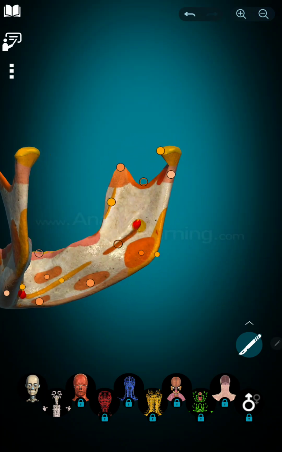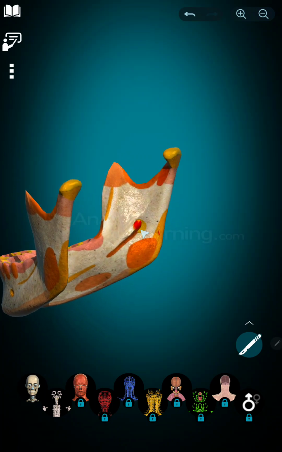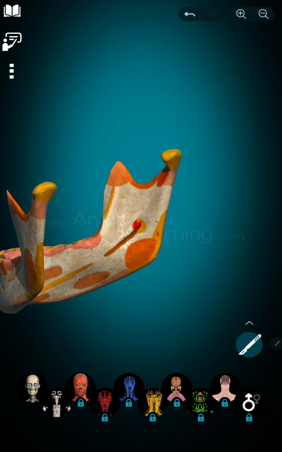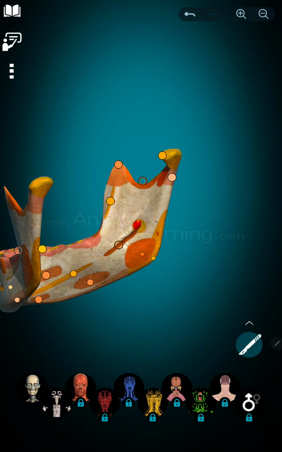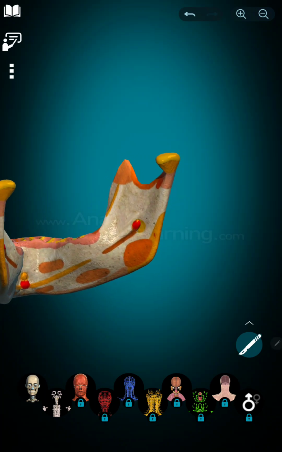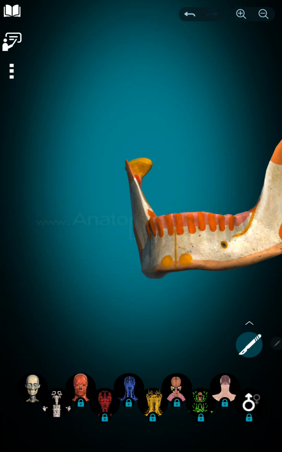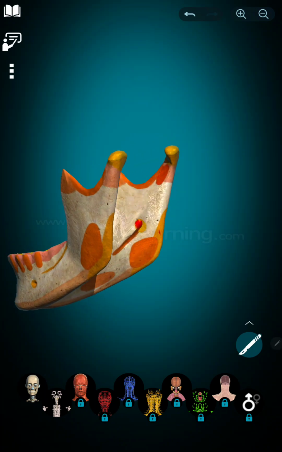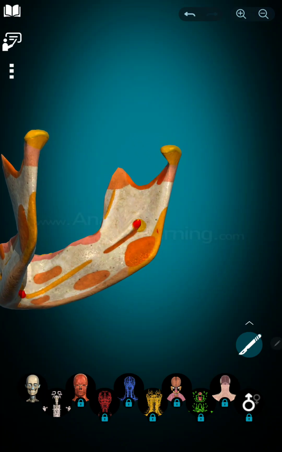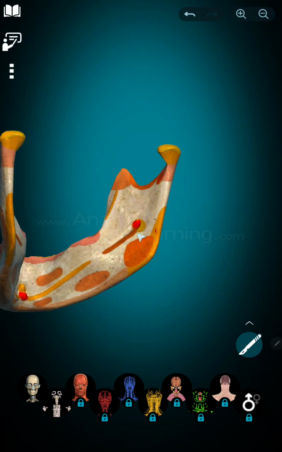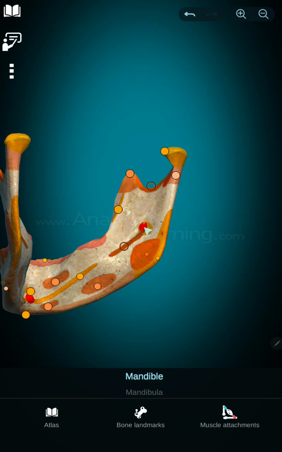What we have studied is that there is a presence of the mandibular foramen. The mandibular foramen lies a little above the center of the ramus of the mandible. It leads to the mandibular canal, which descends in the body of the mandible and opens into the mental foramen. Clear?